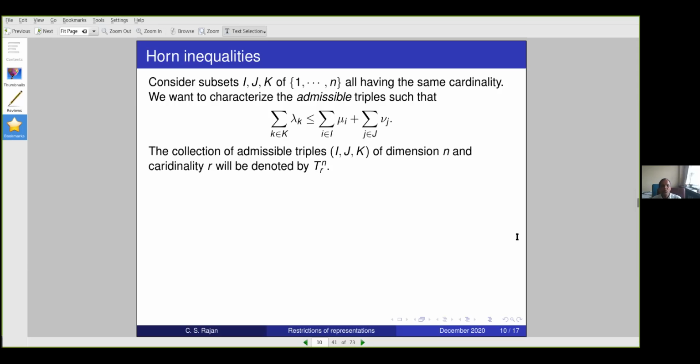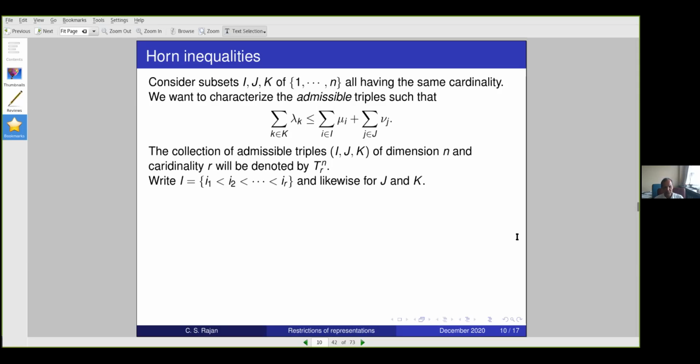So what we like to say is all the inequalities are of the form summation lambda k is less than or equal to summation mu i plus summation mu j, where I, J, K are subsets of 1 to n, all having the same cardinality. Okay, and the collection of such admissible sets of dimension n and cardinality r will be denoted by T n r. And the definition of T n r is done in an inductive manner.